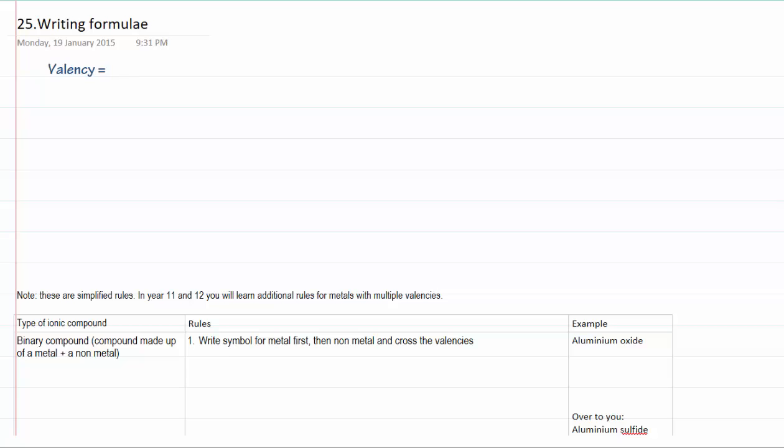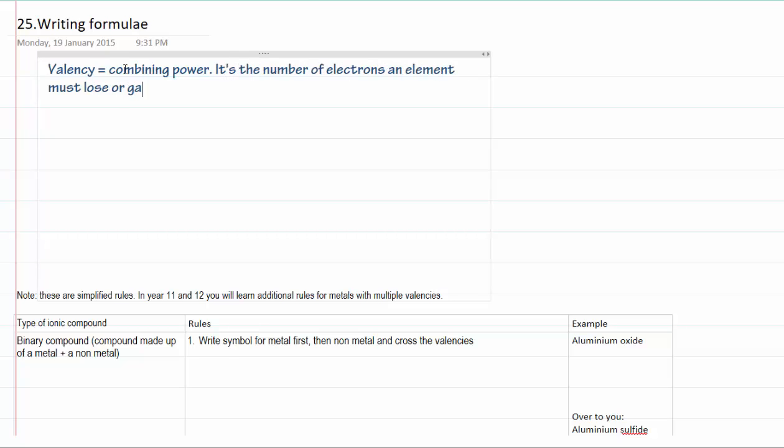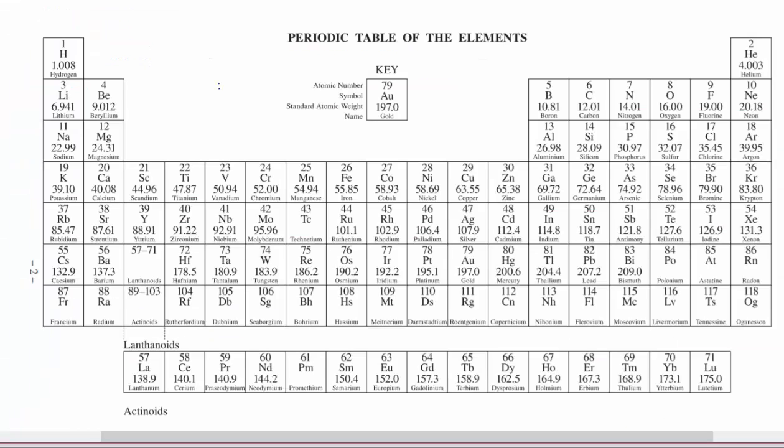The valency of an element is basically its combining power. It's the number of electrons that it needs to lose or gain in order to have only full shells. Okay, you're all familiar with the periodic table. Well, we can use the periodic table to work out the valency of many of the elements.